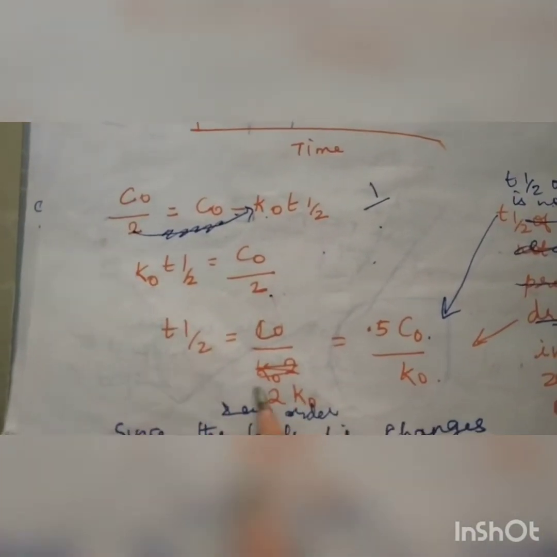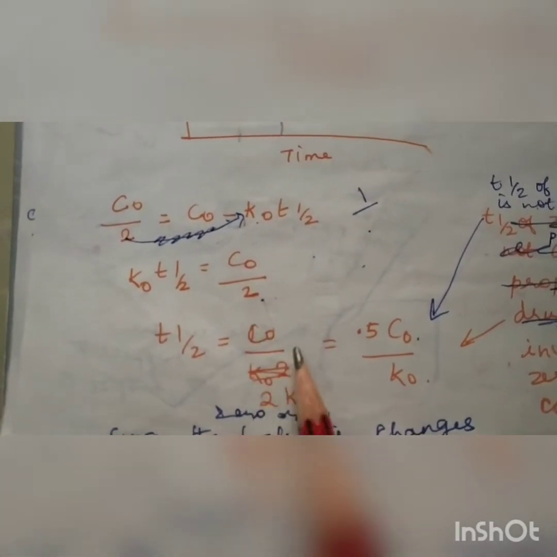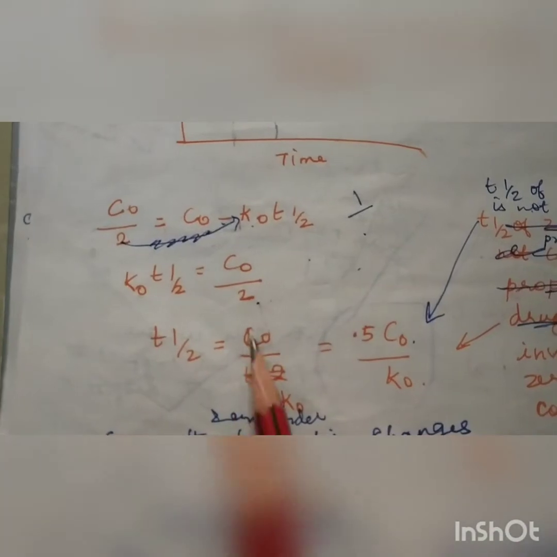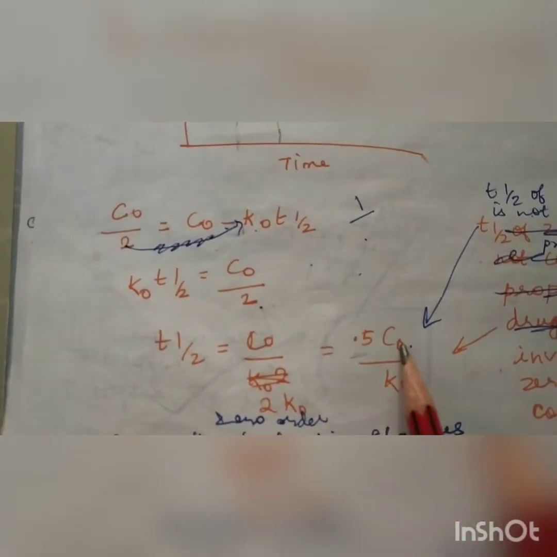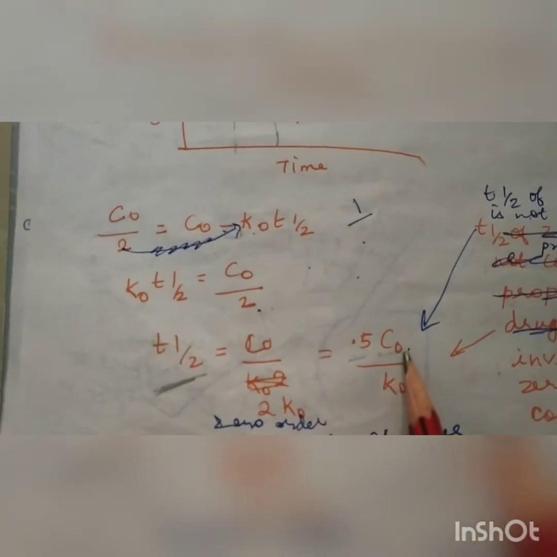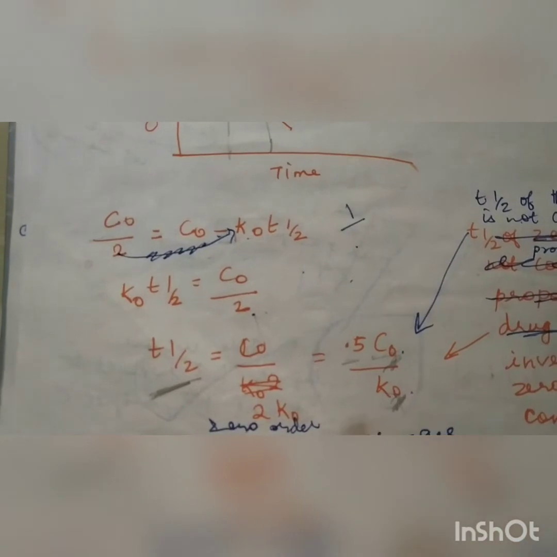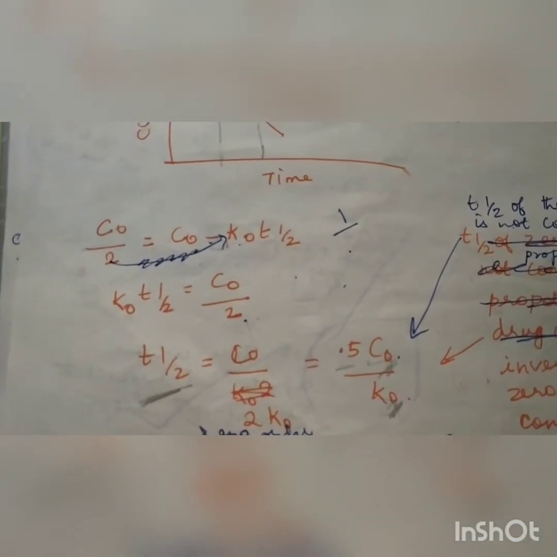So same thing, only I have written here. C naught by 2 K0, T half is equal to 0.5 C0 by K. So half-life is proportional to our initial concentration and inversely proportional to the zero order rate constant.